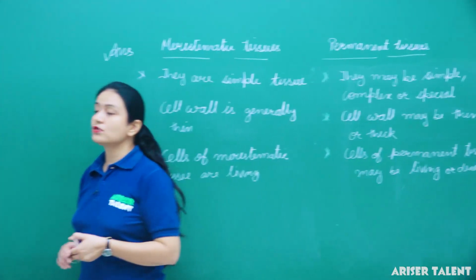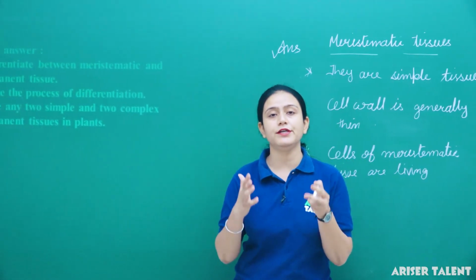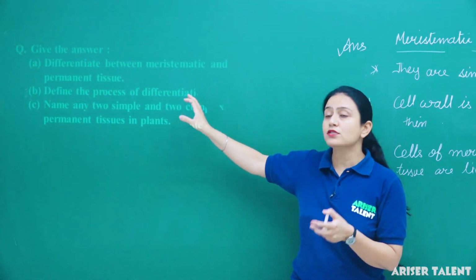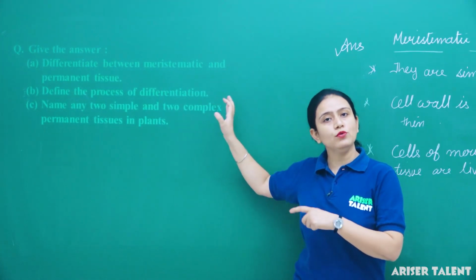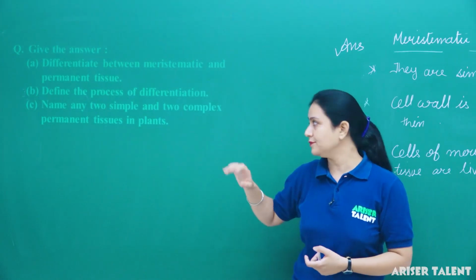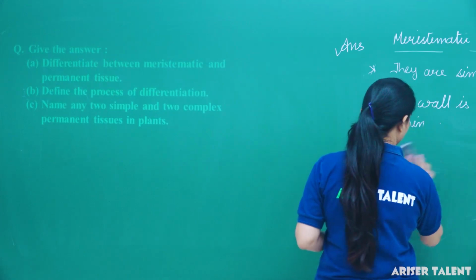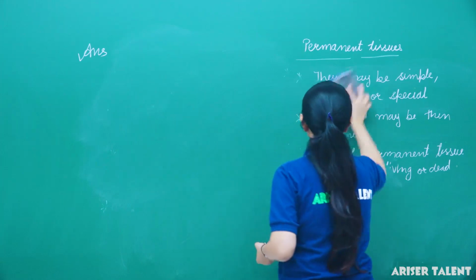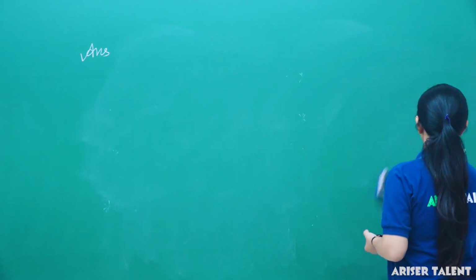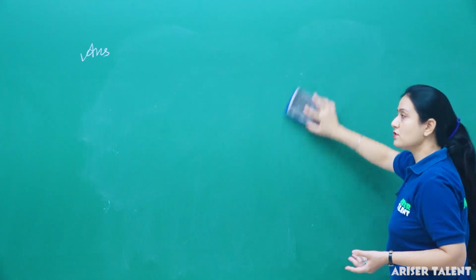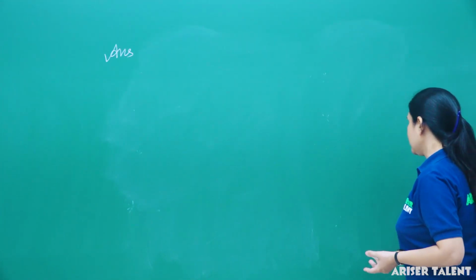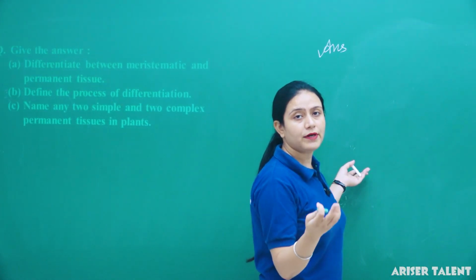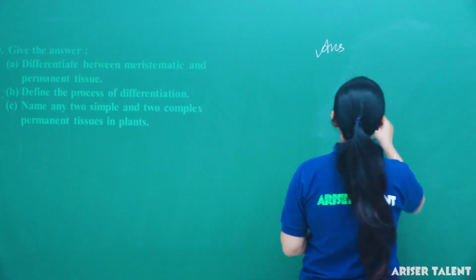Next is define the process of differentiation. Differentiation means the process of the cell losing the ability to divide, that is known as differentiation. What is differentiation? The process of loss of ability of the cell to divide and taking a permanent shape, size and performing a particular function. Okay, so here we go with the answer.